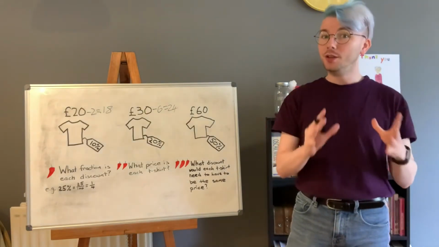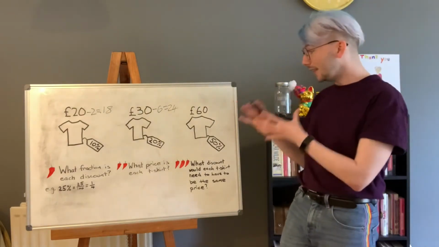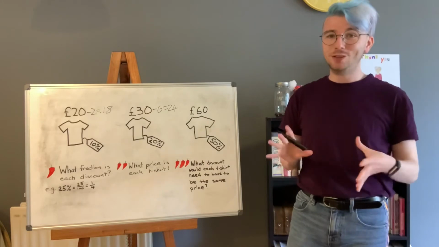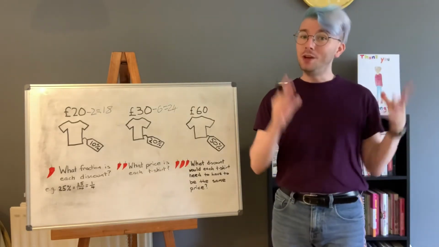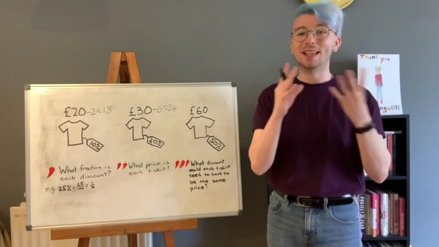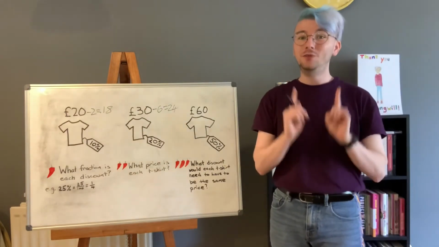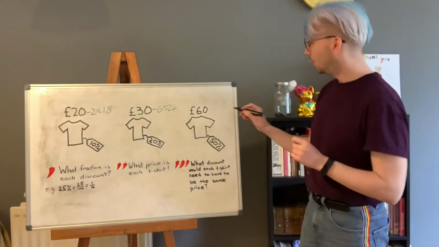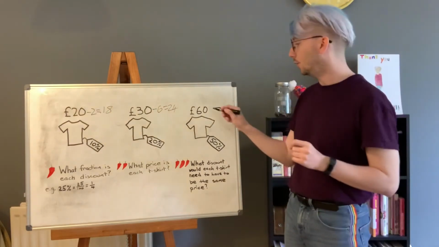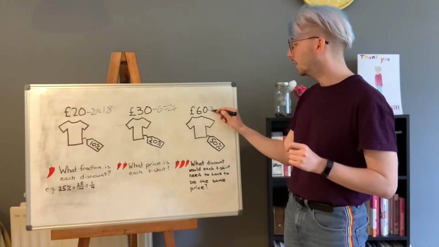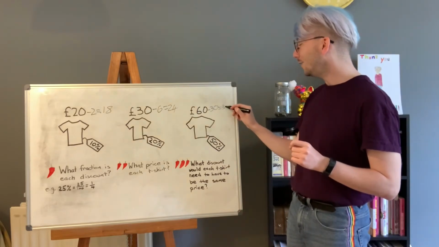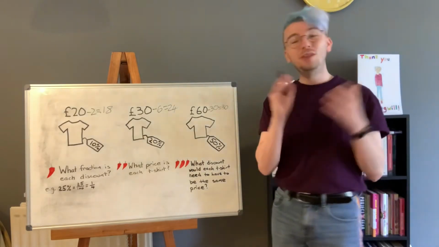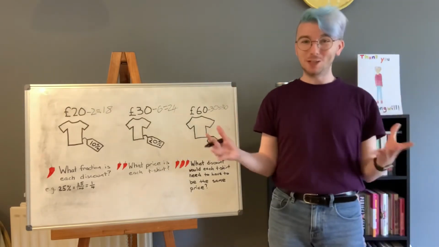Now our third and final t-shirt is £60 and is 50% off. Again, if you watched our mild solution, you know that 50% is the same as a half, or dividing by 2. So if we divide the number 60 by 2, that's 30. And if we take 30 away from 60, that leaves us with 30. And those are the answers to our medium problem.